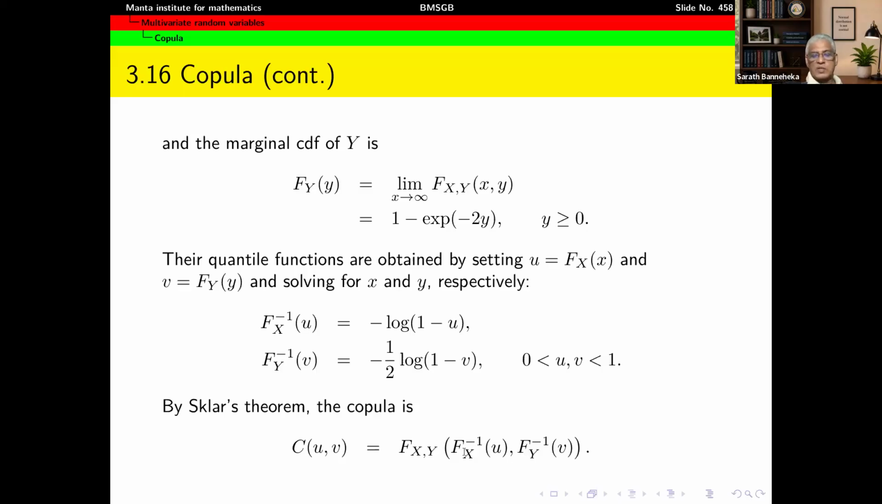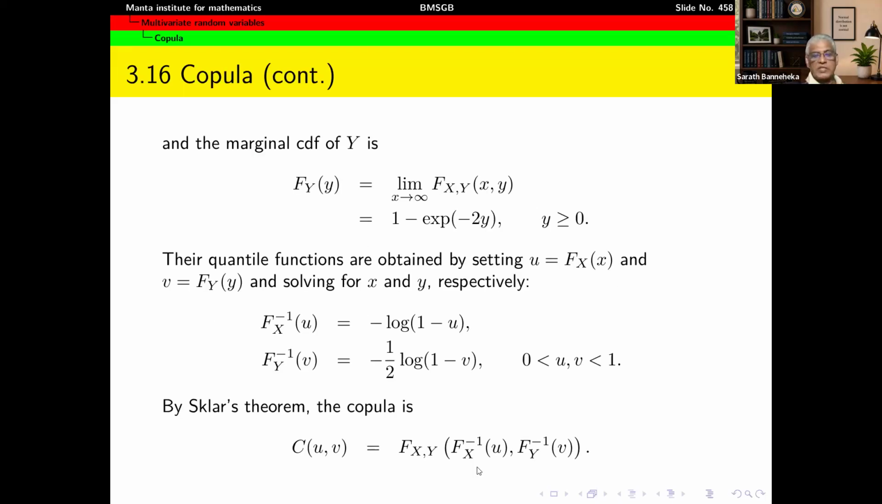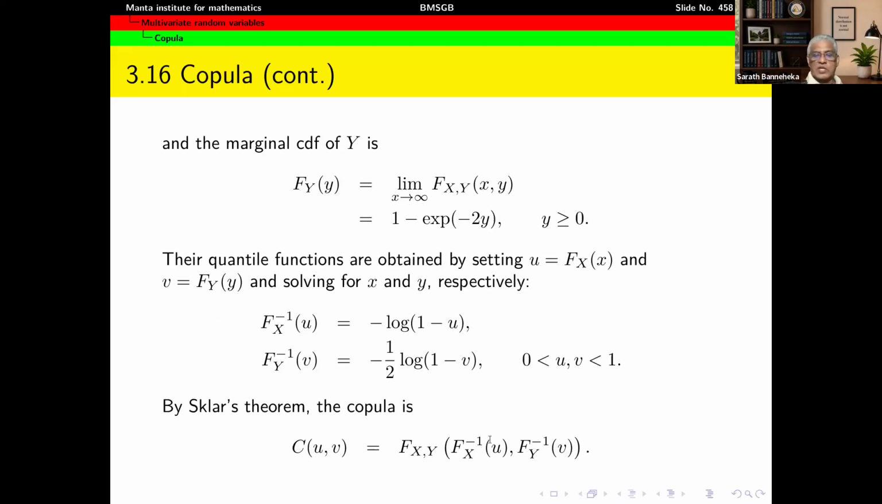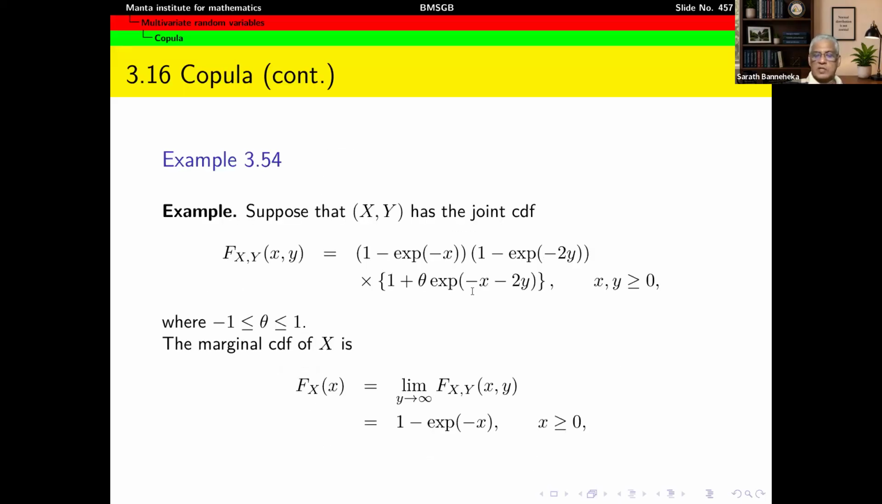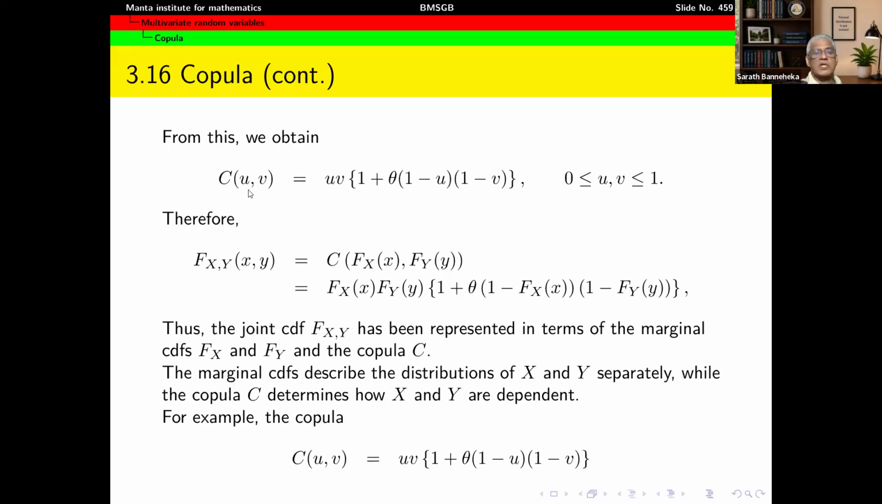So Fxy, we know it is equal to this expression, right? This is written as a function of x and y. But what I want here is a function of Fx inverse(u) and Fy inverse(v). So wherever I have x, I have to write down Fx inverse(u), which is equal to this expression. And wherever I have y here, I have to write down Fy inverse(v), which is equal to this expression. So when I substitute those terms, I get this expression for the copula.